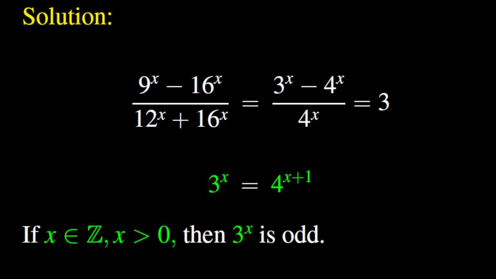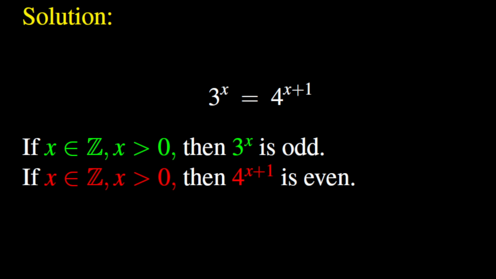Let us check if we can have integer solutions. If x is a positive integer, then 3 to the power x is odd. In fact, 3 is odd, and the product of odd integers is still an odd integer. If x is a positive integer, then 4 to the power of the quantity x plus 1 is even. This is because 4 is even, and the product of even integers is still an even integer. Given that it is impossible to have an odd integer equal to an even integer, it follows that there are no positive integer solutions to the equation 3 to the power x equal to 4 to the power of the quantity x plus 1.